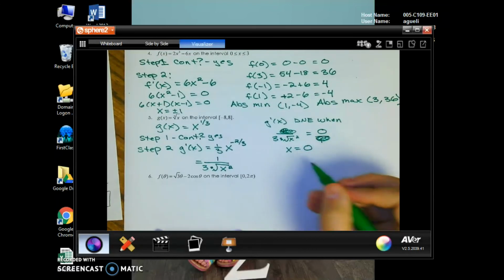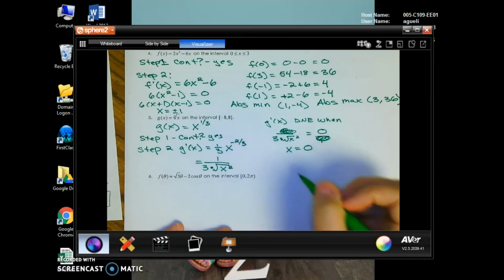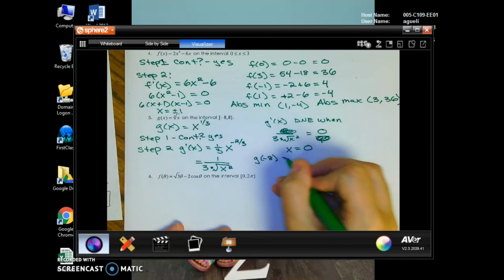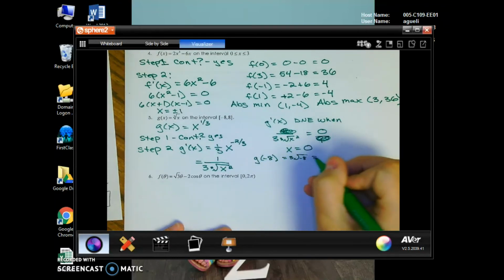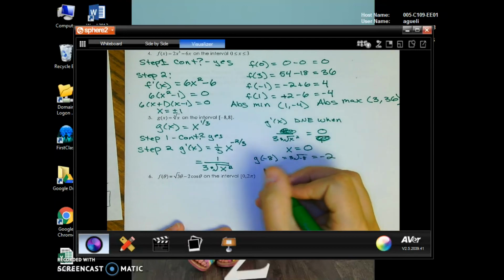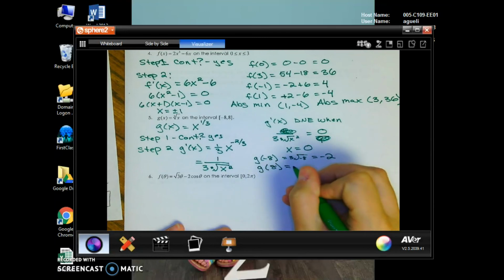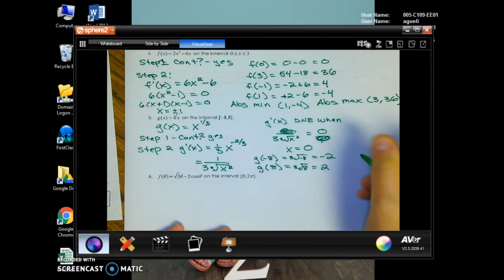So I'm not done yet, because now I need to plug in not only the endpoints, but also this 0 into the original. If you plug in -8, that'd be the cube root of -8. You can take the cube root of a negative, you just can't take the square root. That gives you -2. Again, I usually do my endpoints first, just so that I don't forget about them. And the cube root of 8 is +2. And then I also take 0, plug it in there, and the cube root of 0 is 0.